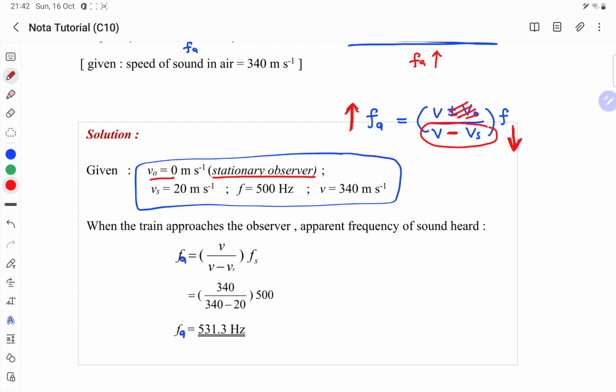Okay, so this is the original frequency from the source, but the one received by the observer is higher. This is because of the Doppler effect. When there is relative motion, the movement will change the wavelengths. So the wavelength is inversely proportional to the frequency received by the observer.